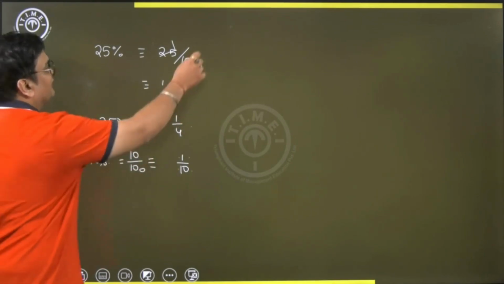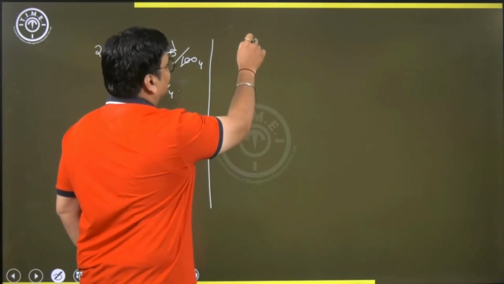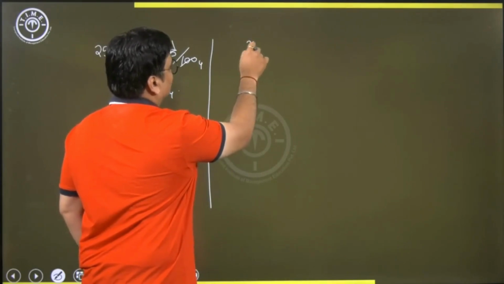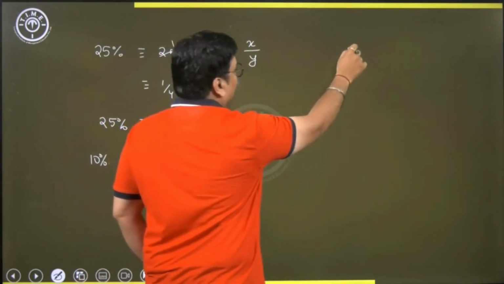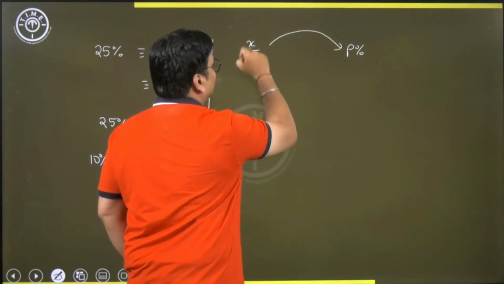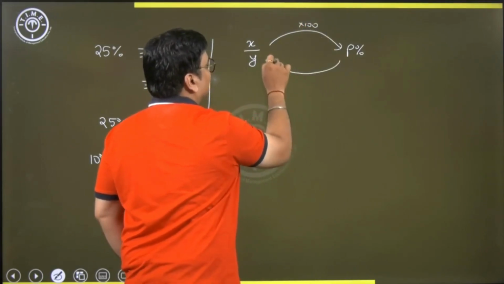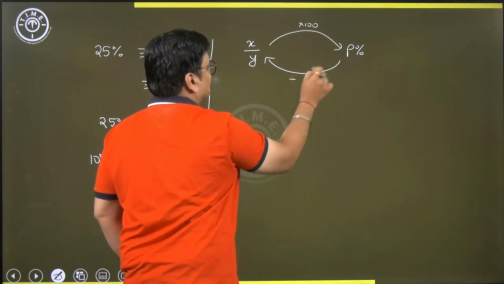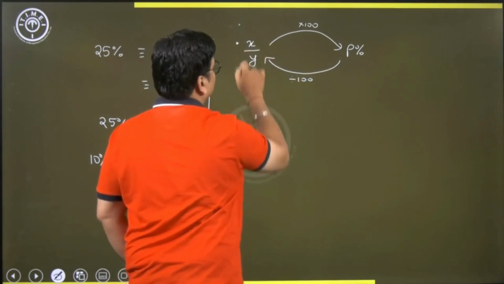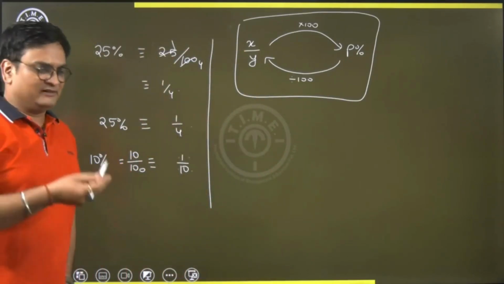Now there is an easier way of doing that. I am sure all of us are aware, but let me just write it down once here. So if you have any fraction like x by y, and you want to find its corresponding percentage value, the process will be that you multiply the fraction with 100. If you want to convert the percentage value into a fraction, you divide the percentage value by 100. So this is how you can directly convert fraction to percentage or percentage to fraction.